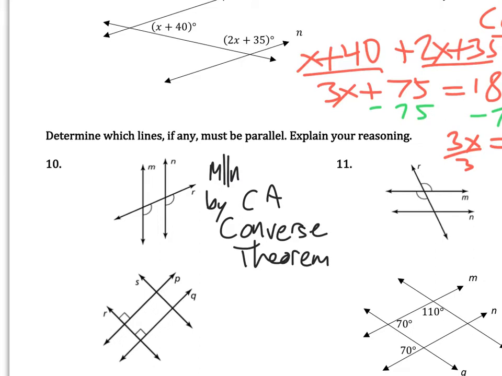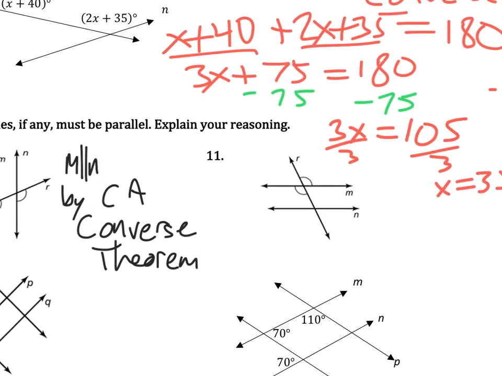The corresponding angle converse theorem says if these corresponding angles are congruent, then these two lines would have to be parallel. All right.